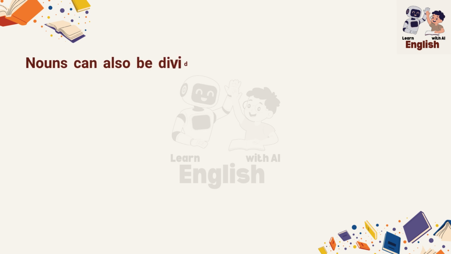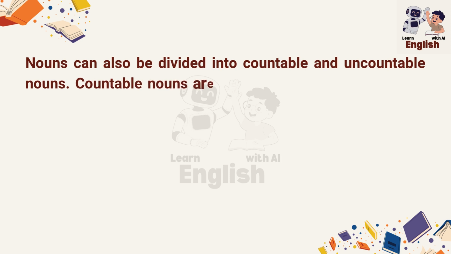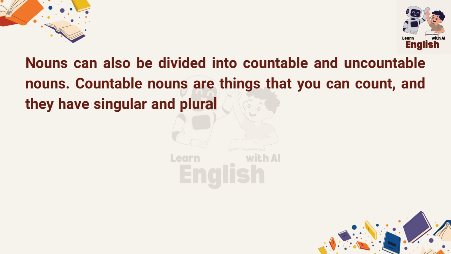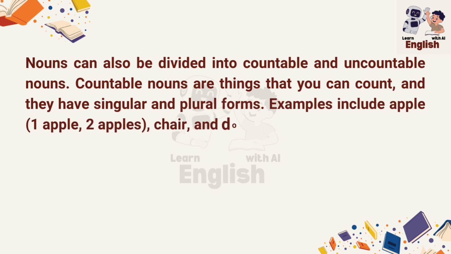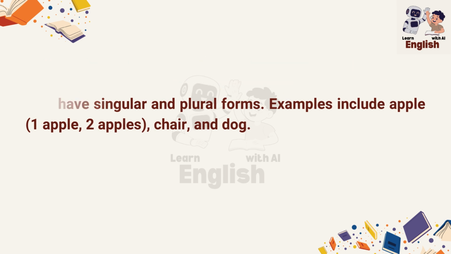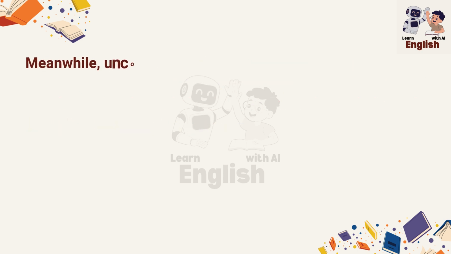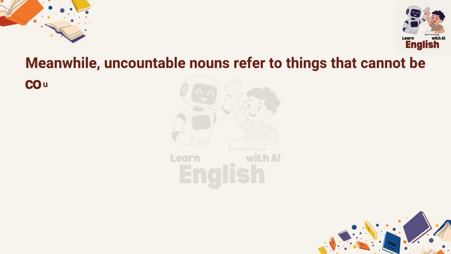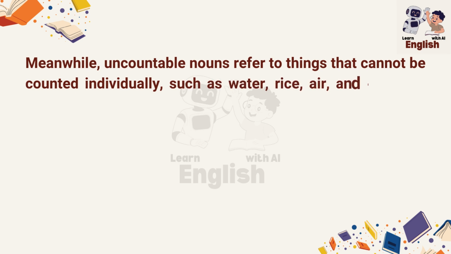Nouns can also be divided into countable and uncountable nouns. Countable nouns are things that you can count, and they have singular and plural forms. Examples include apple, one apple, two apples, chair, and dog. Meanwhile, uncountable nouns refer to things that cannot be counted individually, such as water, rice, air, and love.